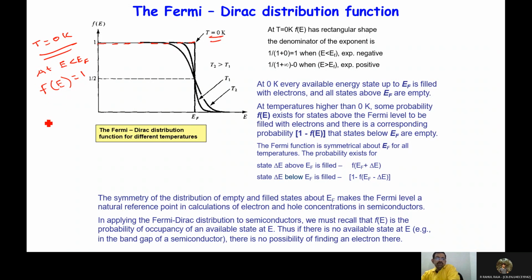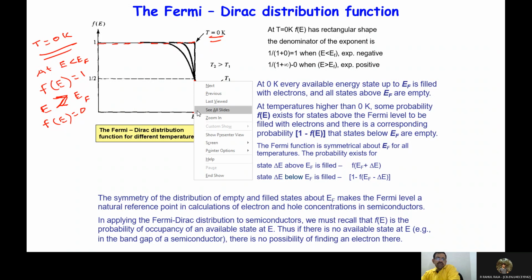And for any level above, E greater than EF, f of E will become 0. That is this. Now you look at this Fermi energy over here. At this energy, at E equal to EF, you can see this function goes like this.